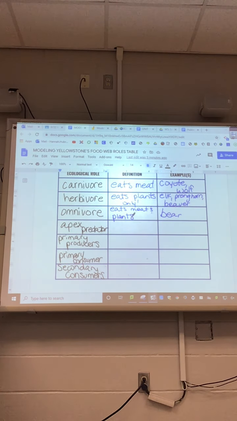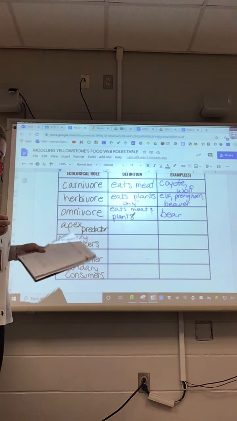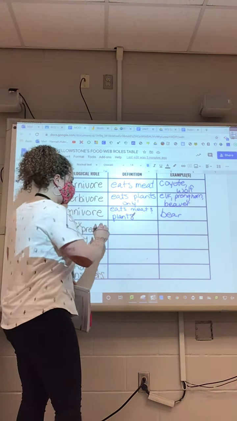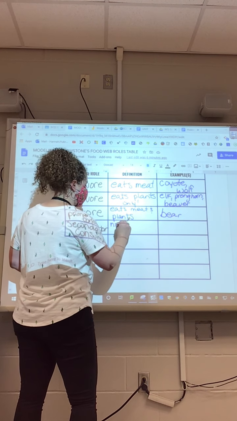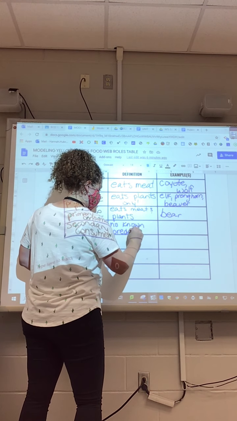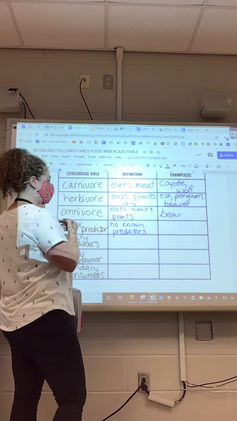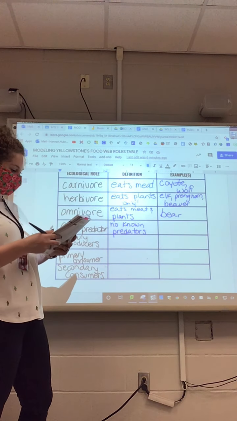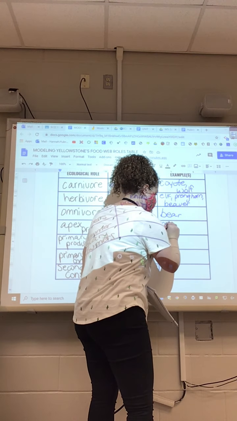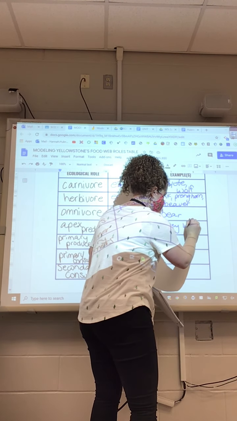Apex predator. Yeah, so apex predator, what do we think a definition for an apex predator is? Top of the food chain. What'd you say? We're just going to focus on the ones just in here. Okay. So they're at the top of the food chain and they have no known predators. Gray wolf. And what is our apex predator? A gray wolf.